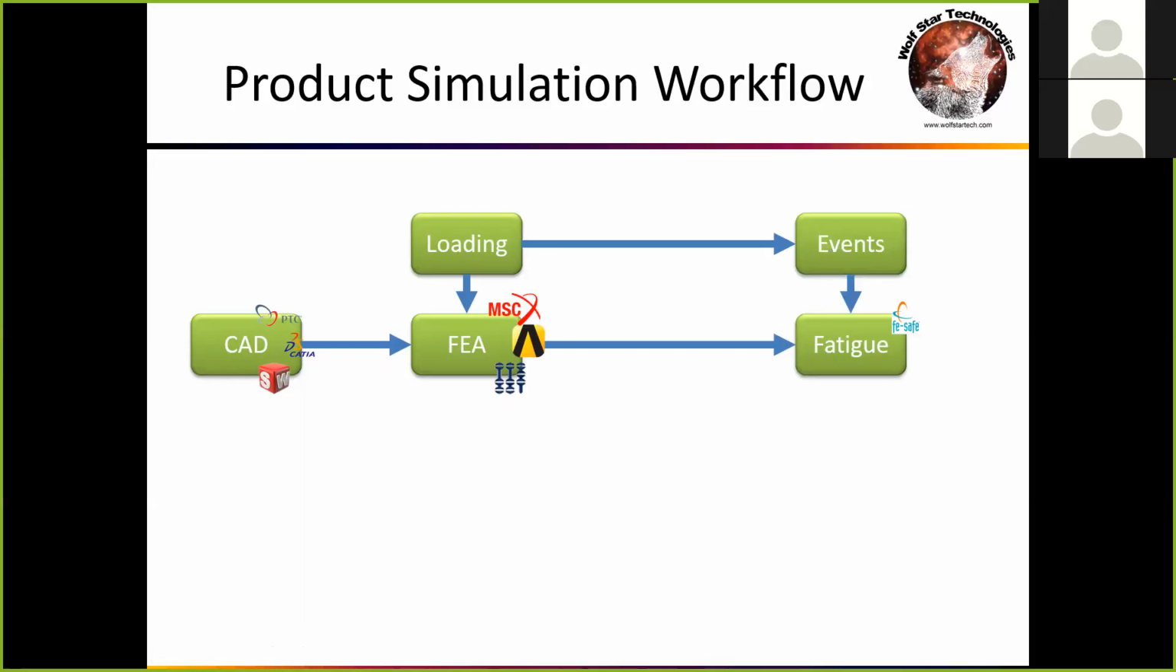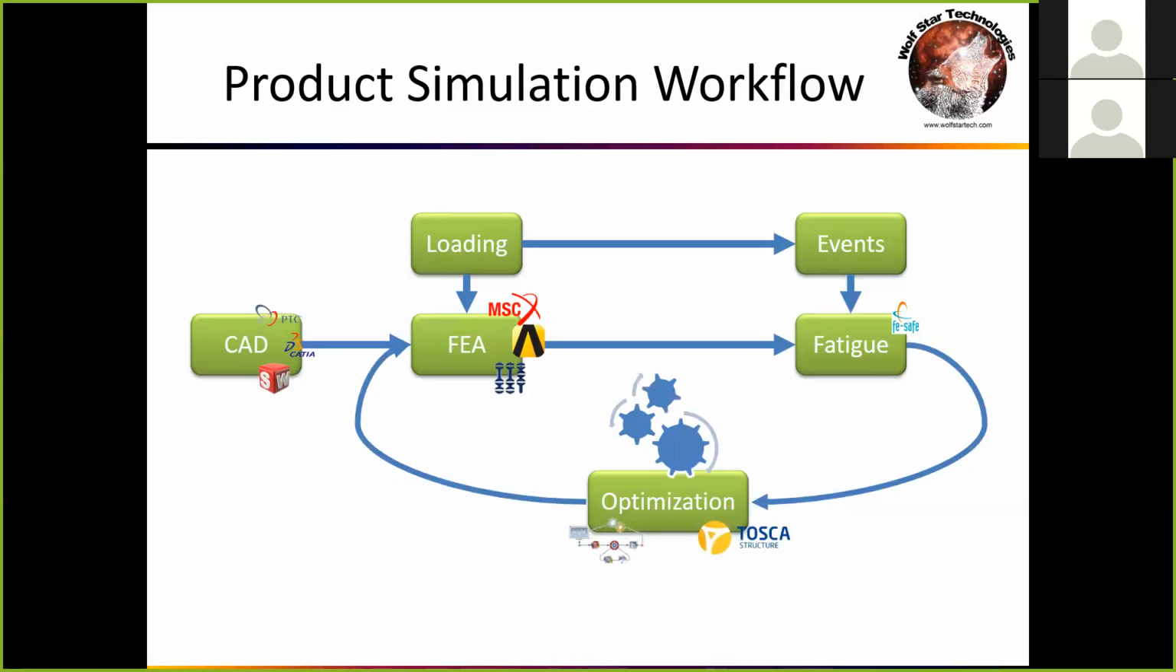And then once we've gone through that loop once, we can hook on optimization tools like Tosca and iSight and those types of things to automate that and optimize our structures. So this is a basic simulation workflow that most people are using these days. And when you look at this space, there are mature, well-defined tools in all of these spaces, except the most important part, the loading and the event definition.